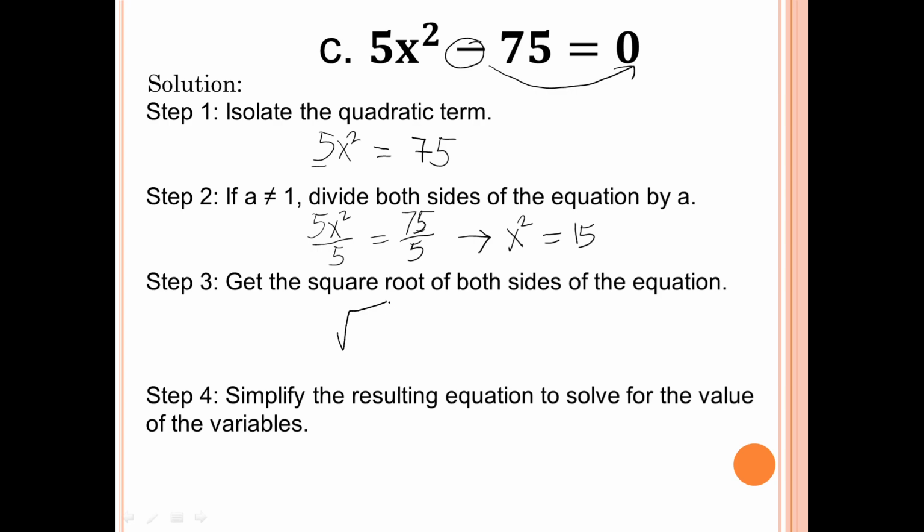Ayan. Next, step 3, get the square root. So we have the square root of x squared, then equals square root of 15. Then for the step 4, simplify. We have the square root of x squared, x. Square root of 15, since hindi po perfect square itong 15 natin, so we cannot get the exact square root of 15. So just copy square root of 15. For the solution to 5x squared minus 75 is square root of 15. So, ito na yung final or the solution.